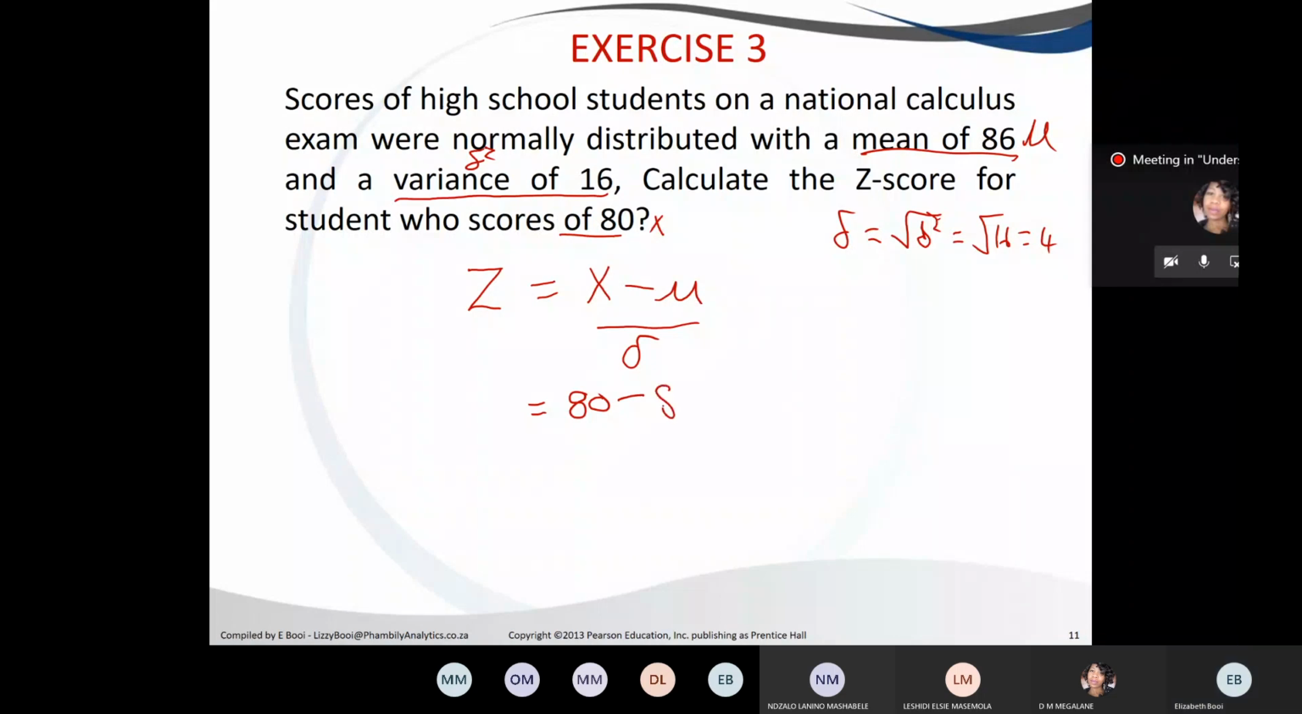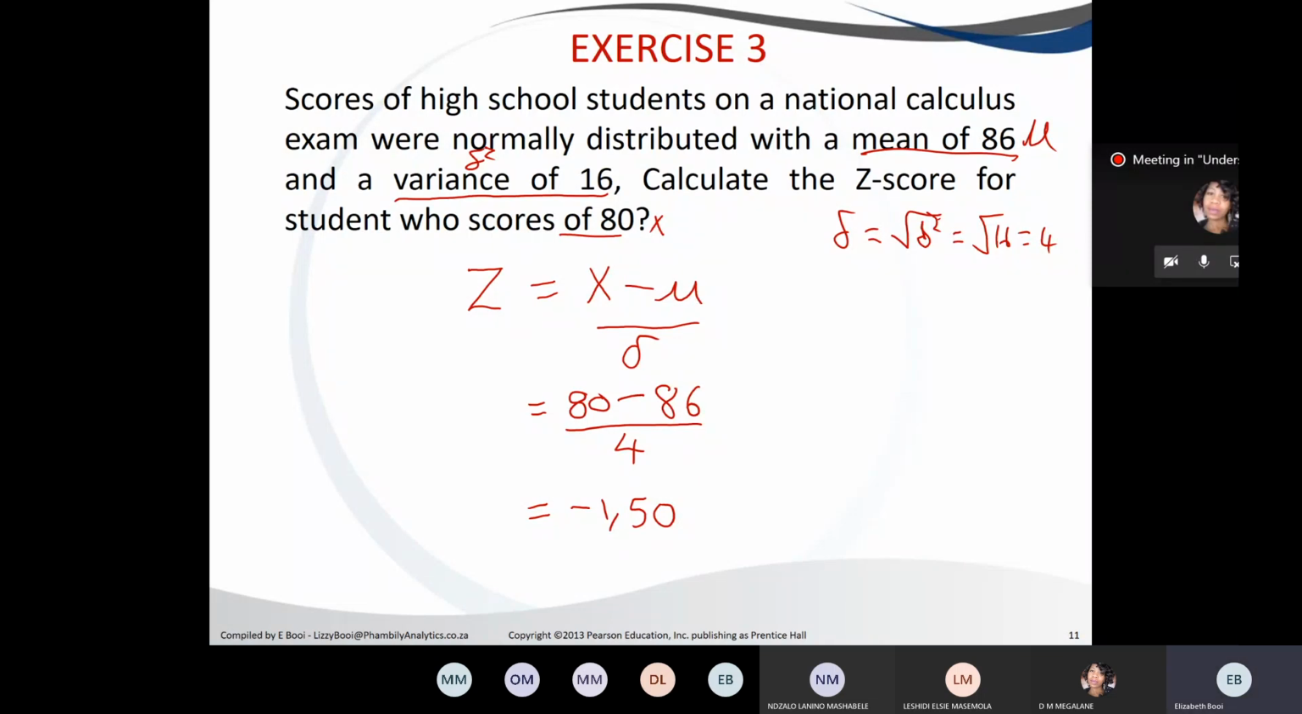minus 86 divided by 4, which gives us 80 minus 86 is minus 6 divided by 4, which will be minus 1.50. And that's how you find the Z score.